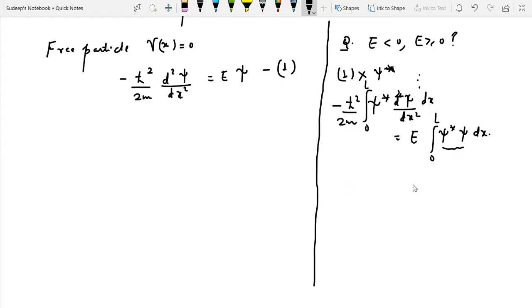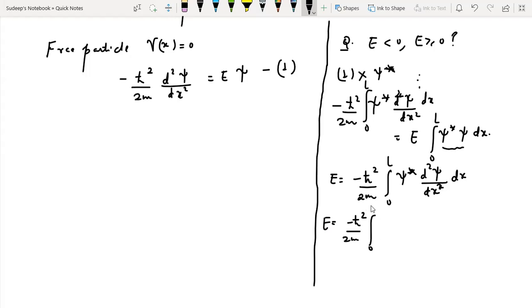And so it implies that E is equal to minus h-bar squared upon twice m, times the integral from 0 to L of psi star d squared psi upon dx squared dx. And if I use a certain mathematical trick, I can write this as h-bar squared upon twice m, integral from 0 to L, and then I'll simply write it as d by dx of psi star d psi by dx. And what additional thing I'm going to get from here, because I only want this term, so I'll subtract it: d psi star upon dx into d psi upon dx.